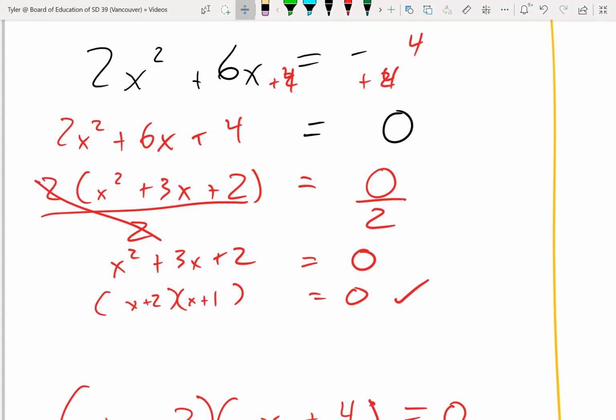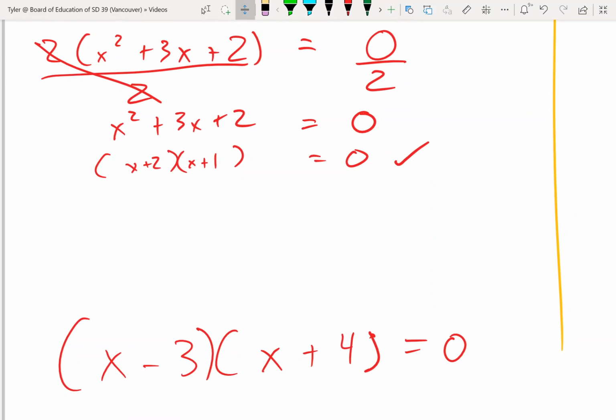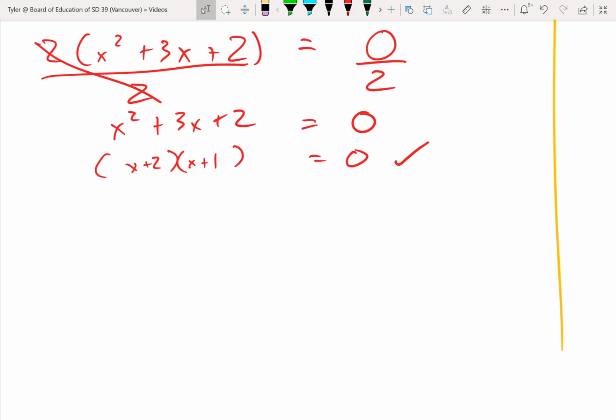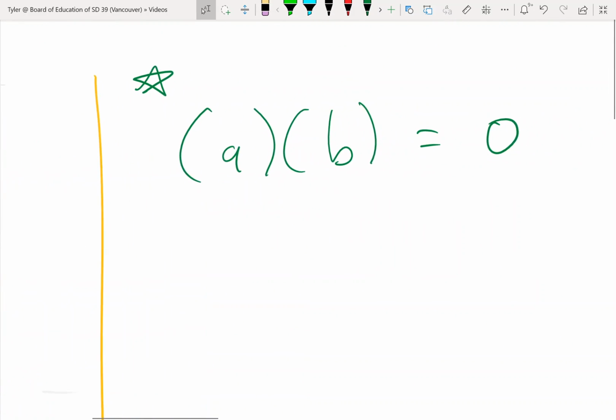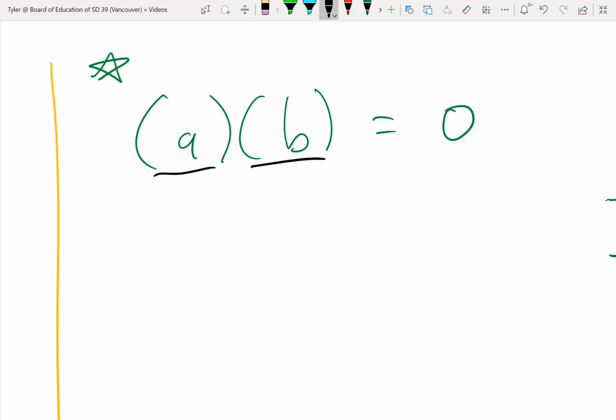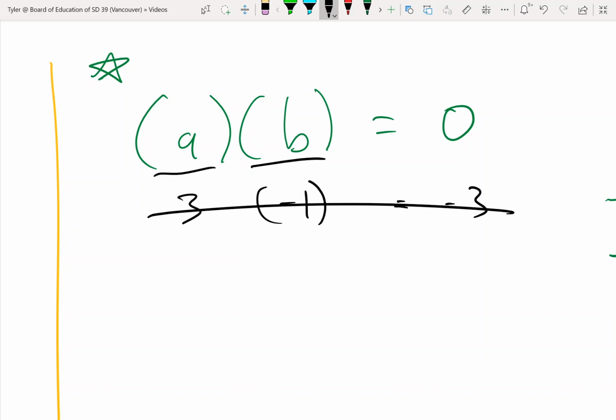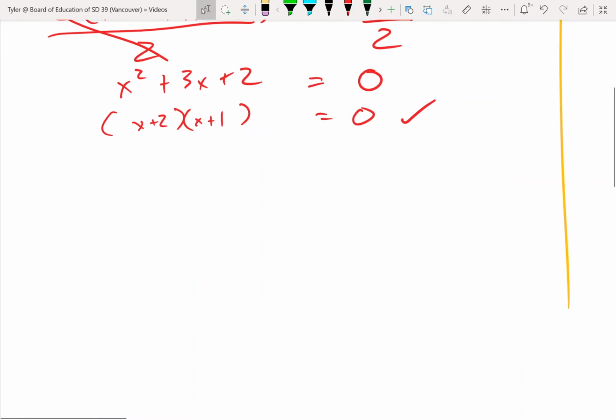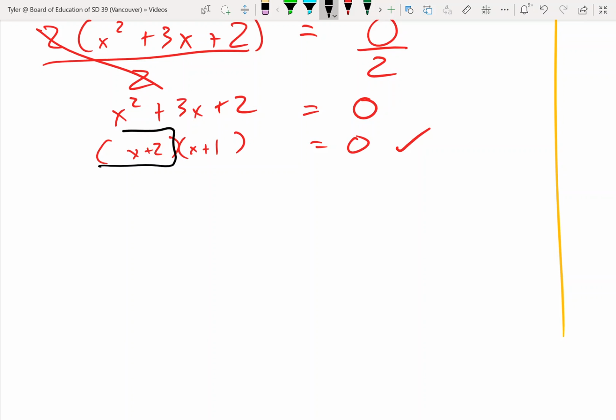Now we want to figure out what's the actual answer. So we're going to use a rule here that's kind of weird to understand. But what if I looked at this? If I have two numbers multiplied together and they equal 0, we know one of them has to be 0. Because any two numbers, if we did like 3 and negative 1, that's equal to negative 3. That doesn't work. The only way two numbers can multiply to give you 0 is if one of them is 0. So this is the same as what we're doing over here. We're saying this or this is equal to 0.